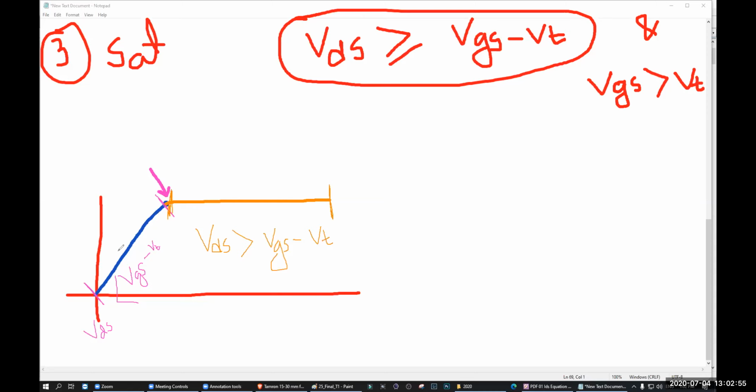So before that point, the VDS was smaller. After that point, the VDS is bigger. But at the starting point, our VDS is equal to VGS minus VT. Understood? Okay, this is important. Why? Because we will be developing the equation using these. VDS is equal to VGS minus VT. Understood?